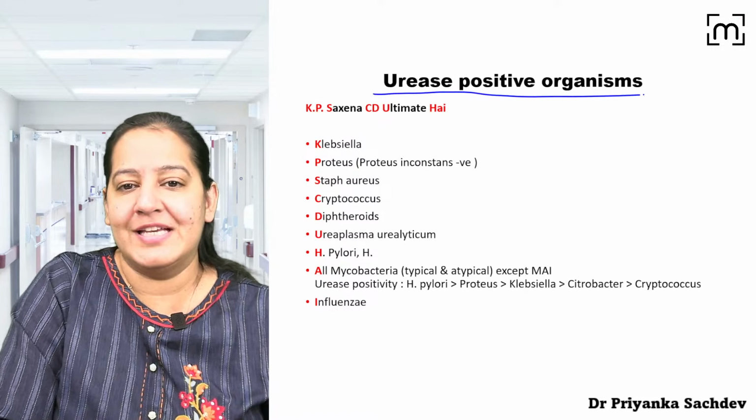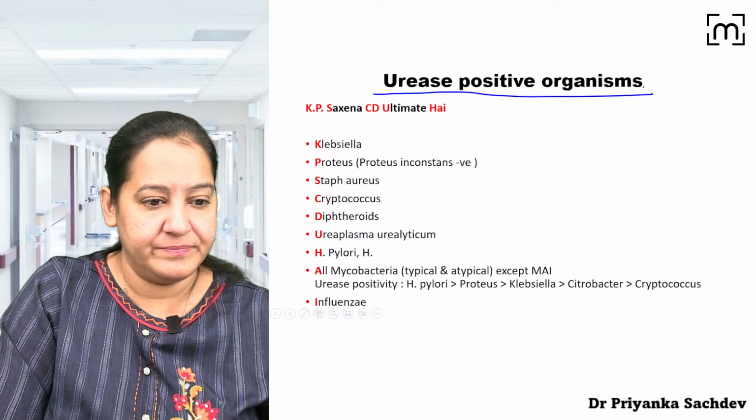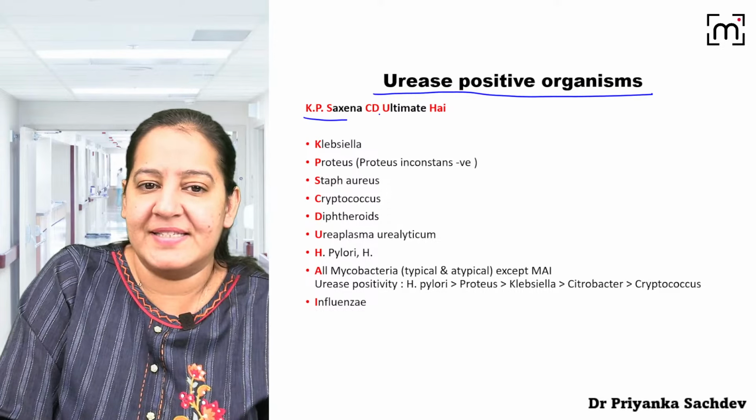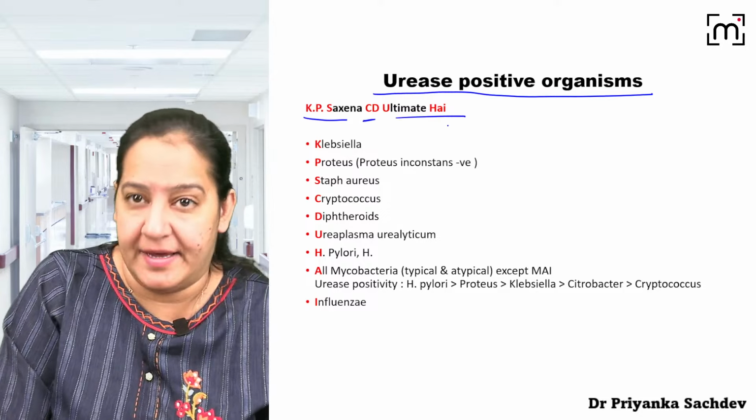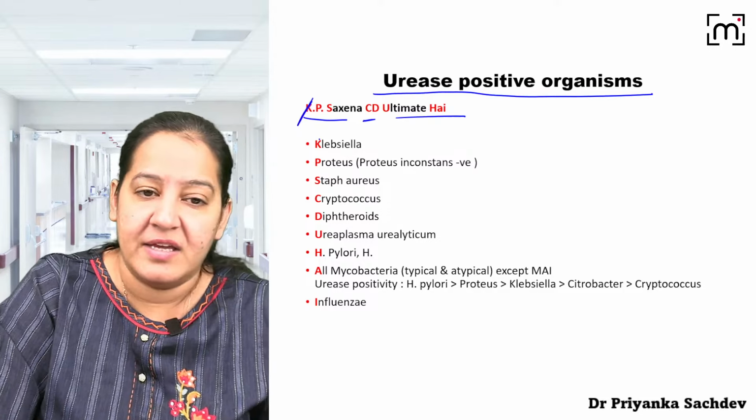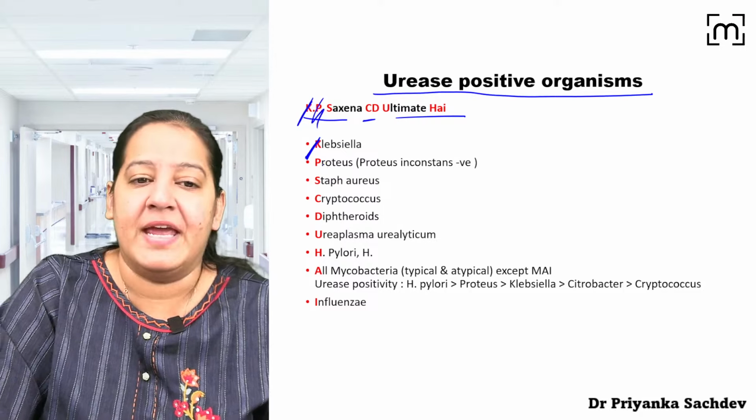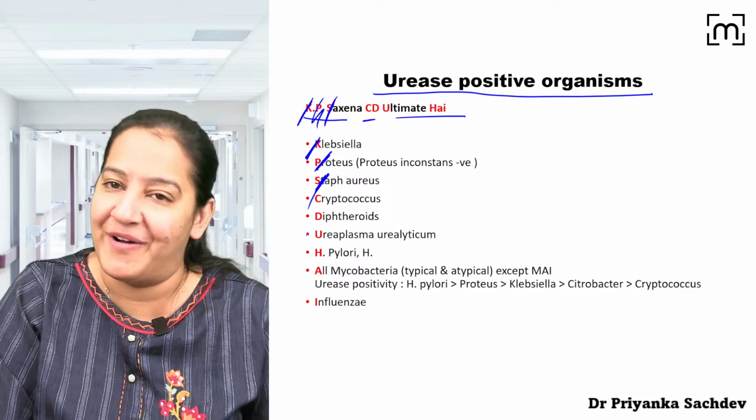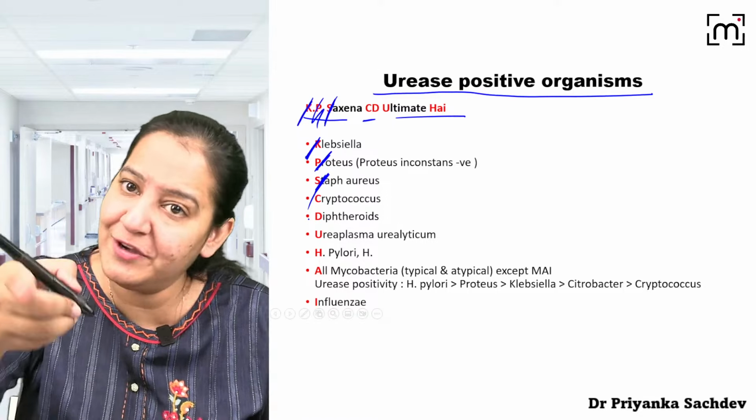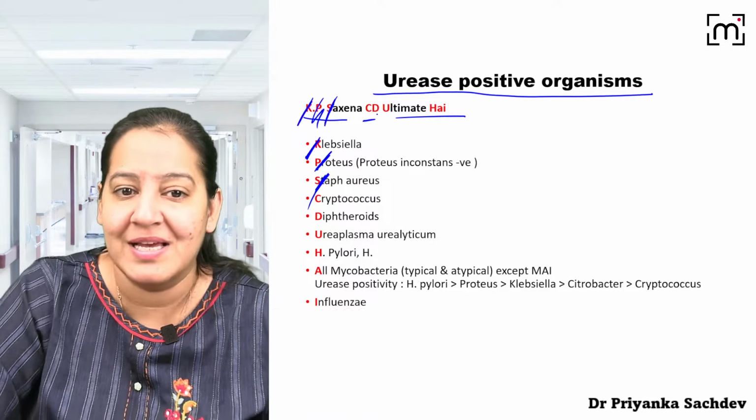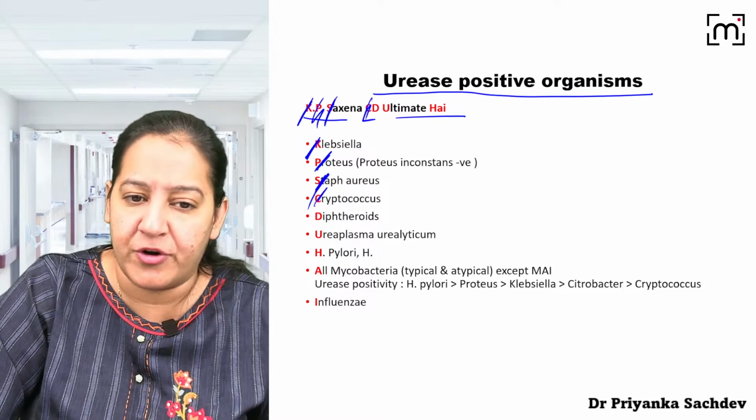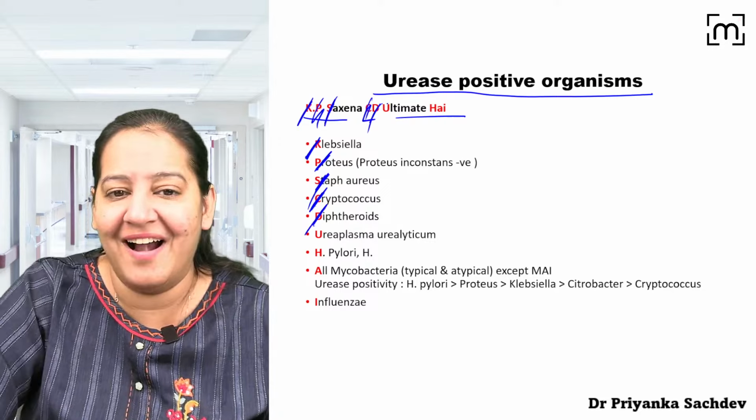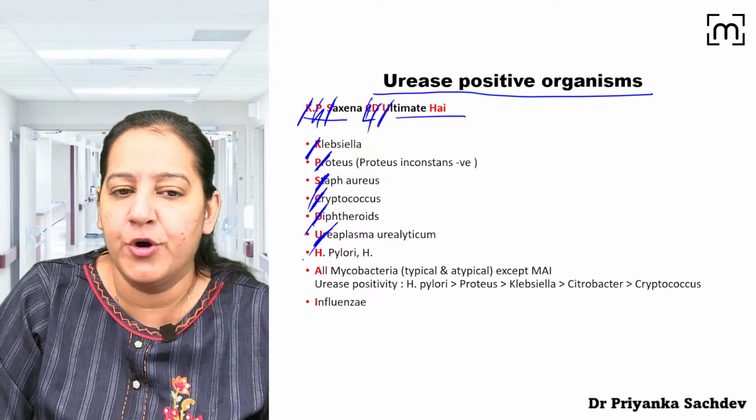Coming on urease positive. How many bacteria are urease positive? So the mnemonic is KP Saxena ki CD ultimate hai. K for Klebsiella, P for Proteus, KP Saxena's S is Staph aureus. Staph aureus was catalase positive also and urease positive also. CD: C stands for Cryptococcus and D stands for diphtheroids. Ultimate's U stands for Ureaplasma.